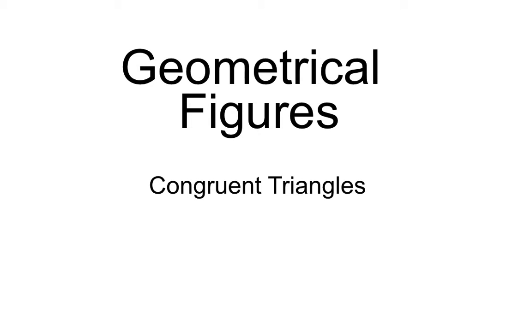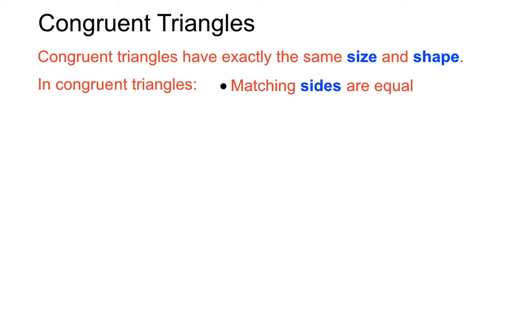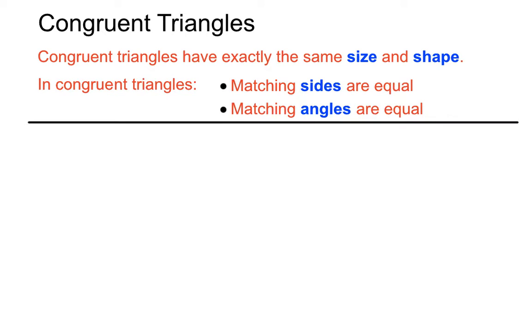Geometrical figures we're looking at, and in specific, congruent triangles. Congruent triangles have exactly the same size and shape. In congruent triangles, matching sides are equal and matching angles are equal. And those rules for congruent triangles help us to find missing sides in questions such as these.